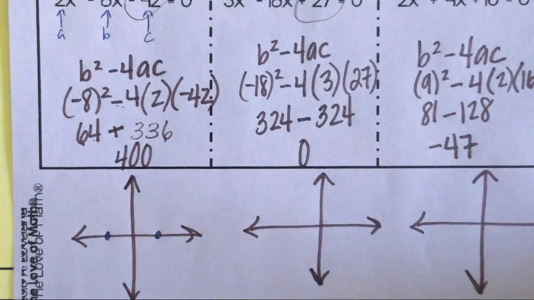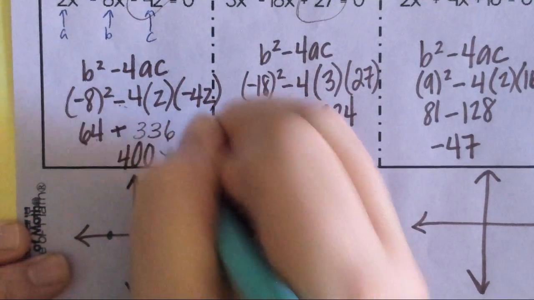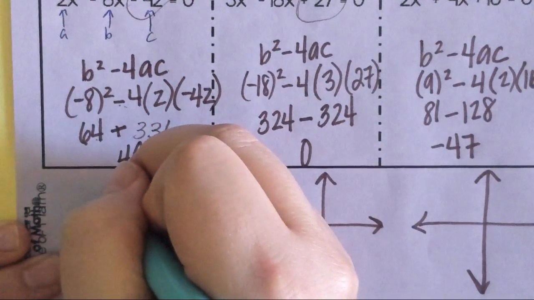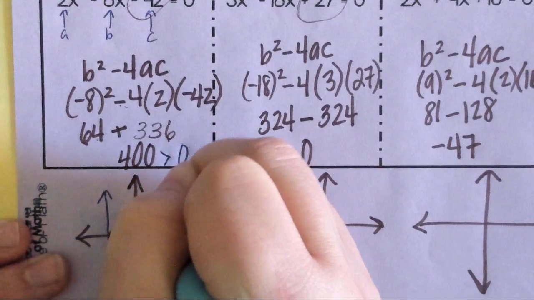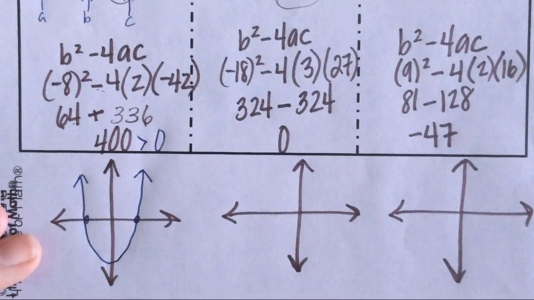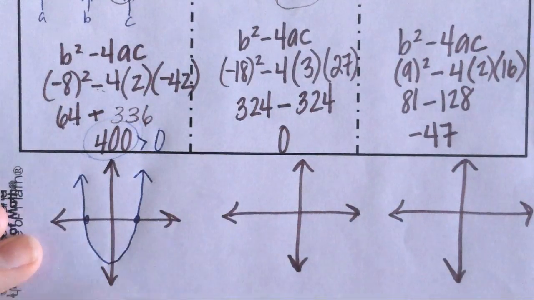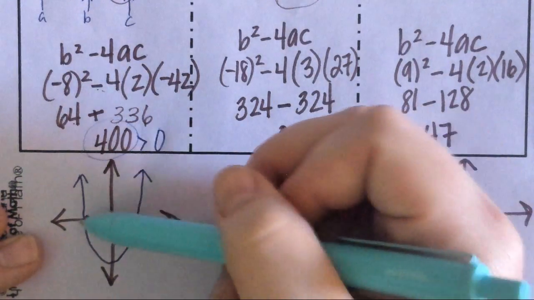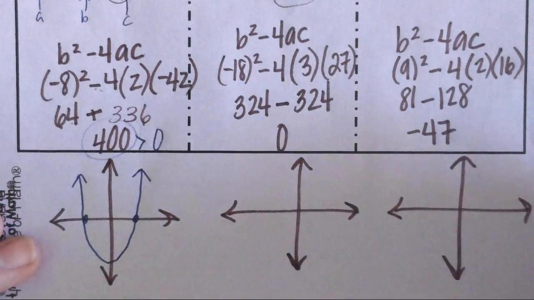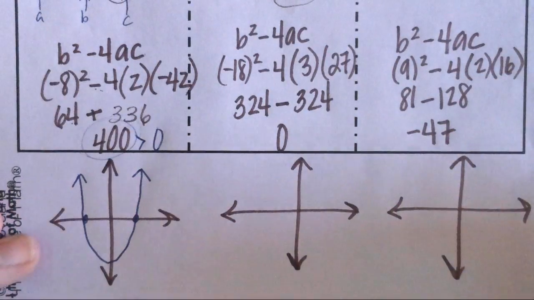I'll say that again. The discriminant tells me how many times my graph crosses the x-axis. If my discriminant is positive, like this one, then my graph really is going to cross that x-axis twice. Because we got a big number, bigger than 0, we are going to cross that x-axis twice. And it even says that: 2 real solutions exist, meaning we cross the x-axis twice.